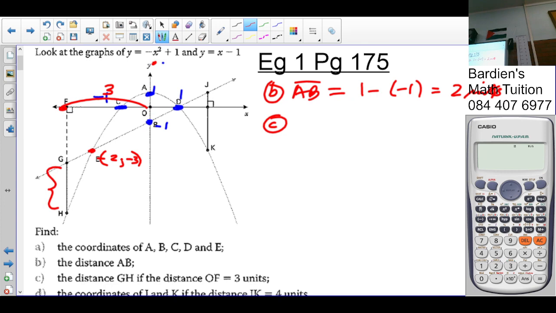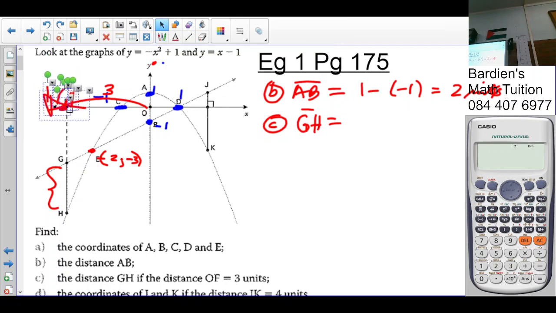So what I tell myself is, we calculate the distance between two graphs looking from on top. Right, looking from on top. Which graph is on top?